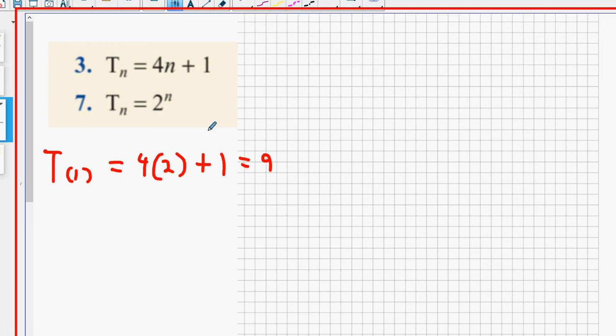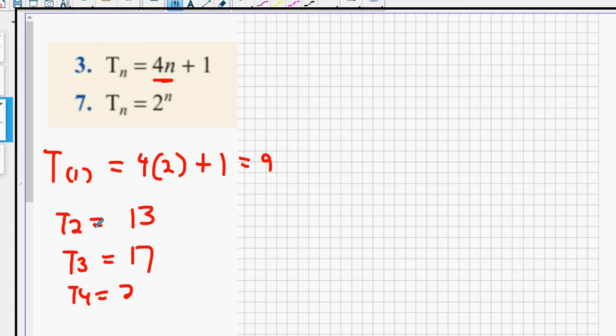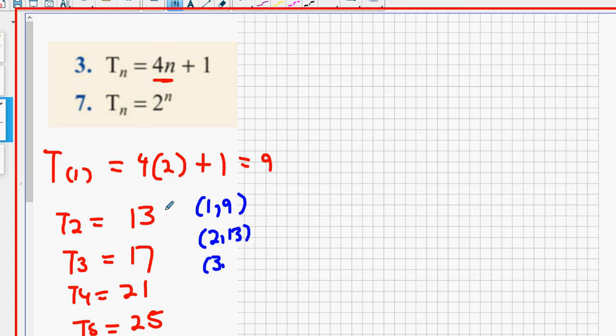Everybody happy with 9? How much will it go up by each time? 4. So T2 is 13, T3, T4, 21, T5, 25. This makes the following points on my graph. 1, 9. Anybody care to tell me what the next point is? 2, 13, next point. 3, 17 after that. 4, 21 and 5, 25. Everybody cool with that? Yes.